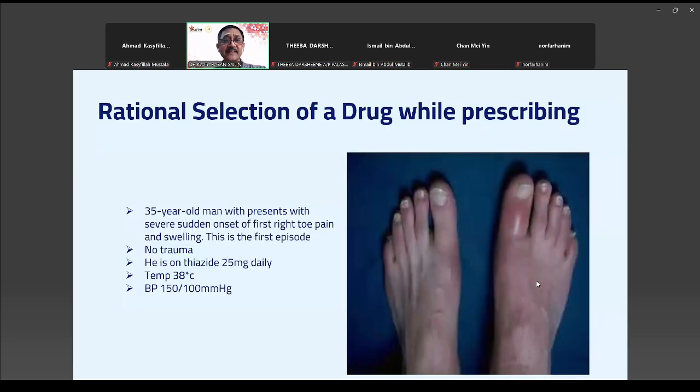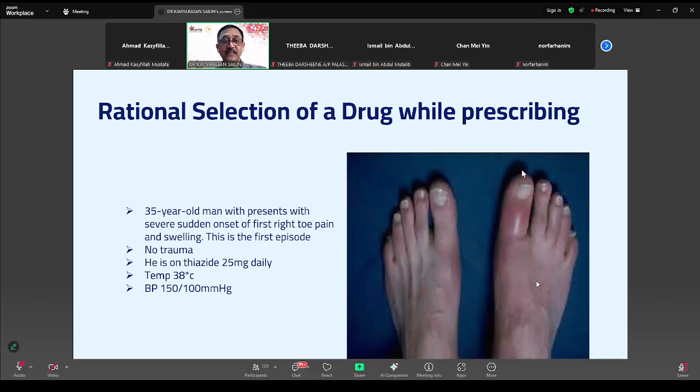Now, you're going to apply the same 8 steps, and I'm going to ask a question. This is a 35-year-old man presenting with severe sudden onset of first toe pain and swelling. This is the first episode, no trauma. He's on a thiazide 25 milligram daily. Temperature is 38 and blood pressure is 150/100.